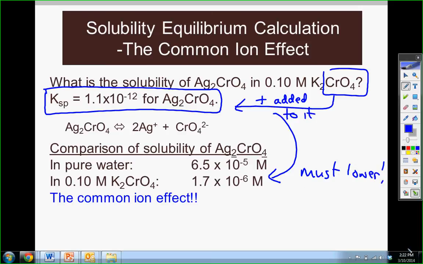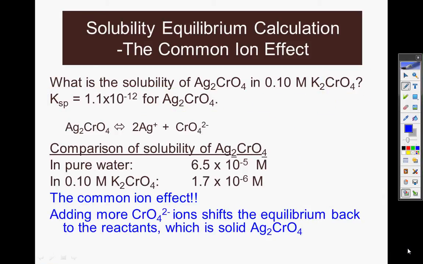All right, did you get this from your reading? Yes, no, maybe? Adding more chromate ion shifts equilibrium back to the reactants, which is solid silver chromate. All right.